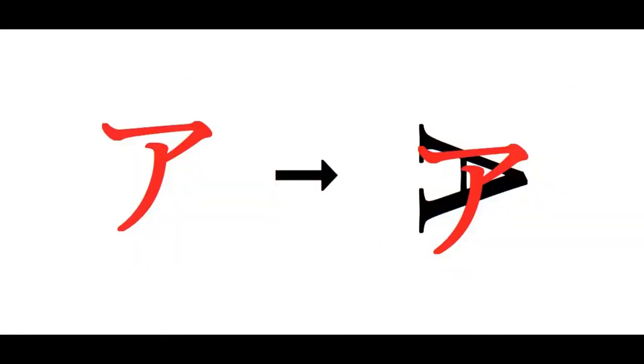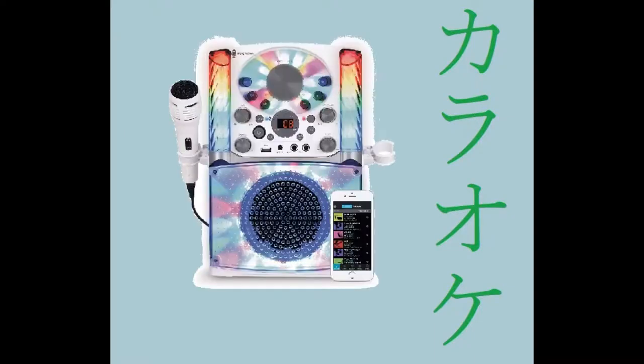And the A looks like a sideways A with an extended slash through the middle. This is a very popular activity in Japan. Karaoke.